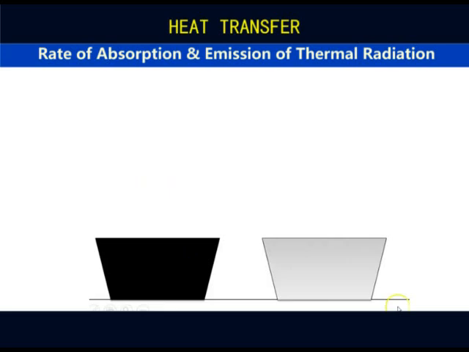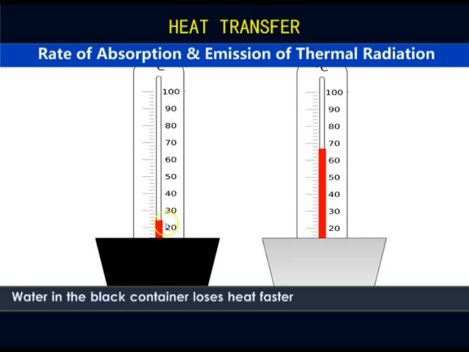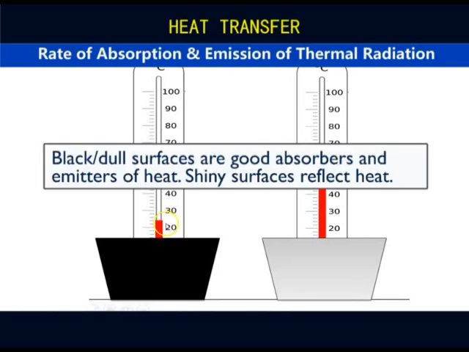Again, we have two containers, one dark and the other shiny. We fill both with hot water. When we dip thermometers, they record the same temperature. After some time, the temperature starts going down as the water loses heat. But the one in the black container loses heat much faster than the one in the shiny container. And therefore, black surfaces are not just good absorbers, they are also good emitters of heat. Shiny surfaces reflect much of the heat off their surfaces.